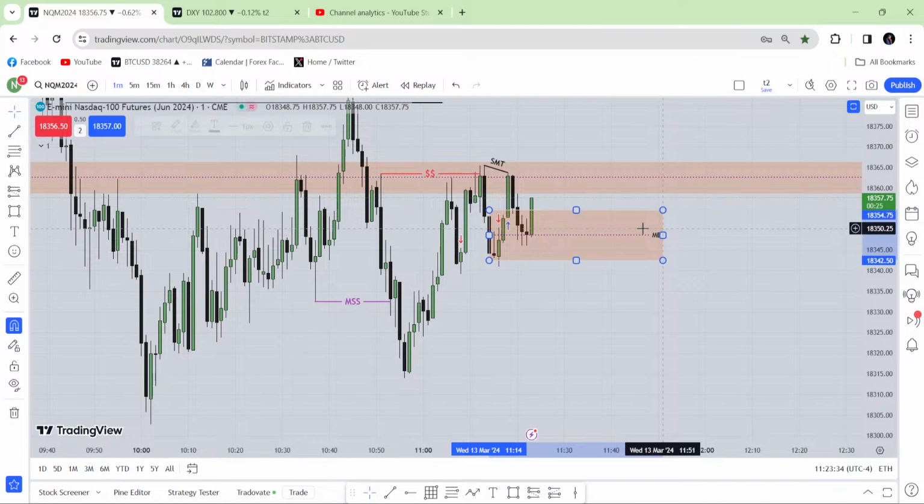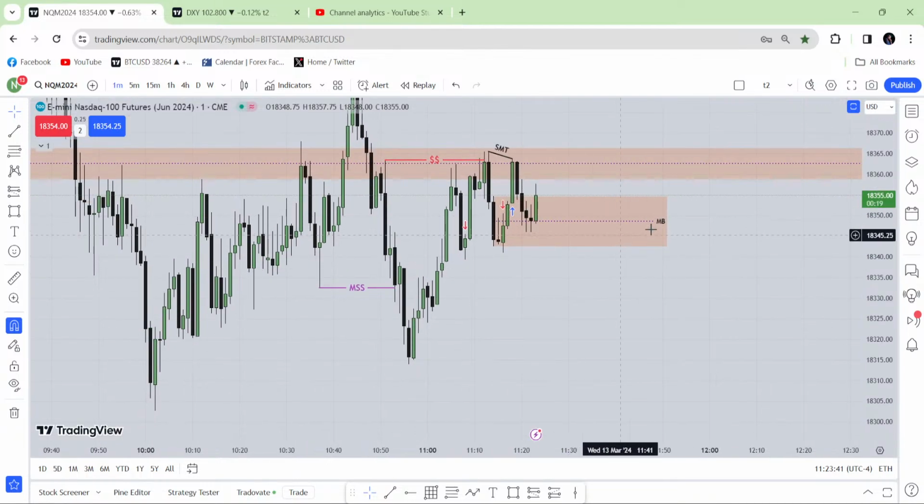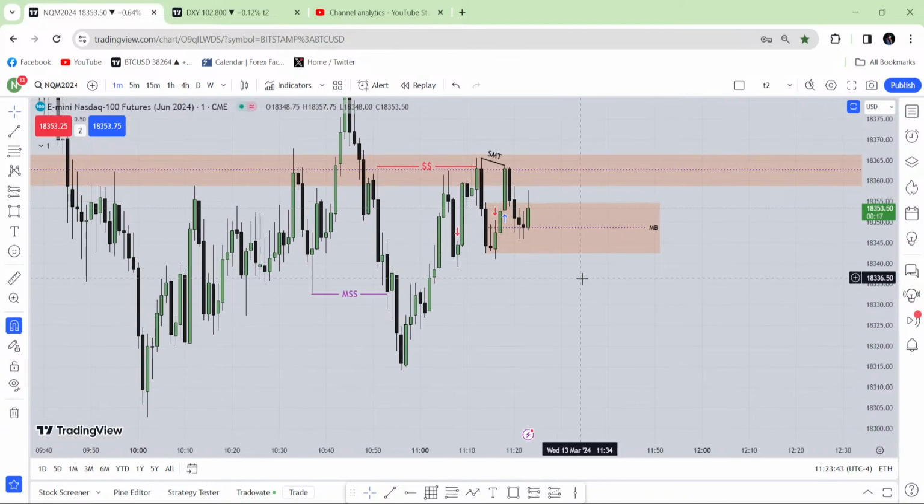It will be a mitigation block when market closes below that block. I mean below that low. Then it will be the mitigation block. Until then, it's not a mitigation block.